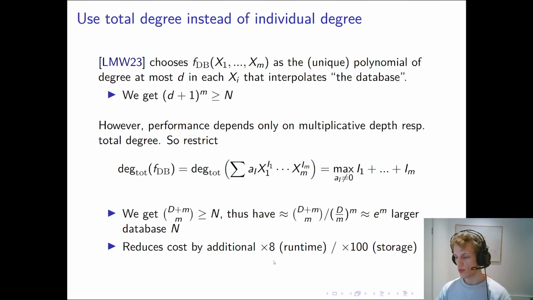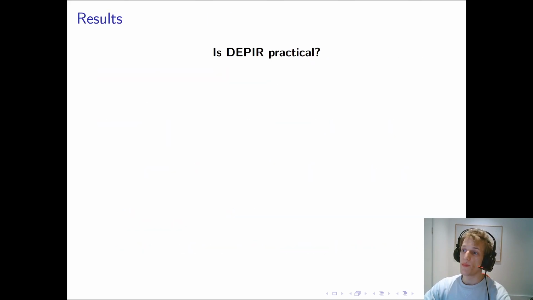And applying this to the previous techniques, we again additionally improve the runtime by a factor of 8 and the storage cost by a factor of 100. Okay, apart from that, we also have some minor optimizations, which I won't explain in this talk. I think there's not much to gain from them.